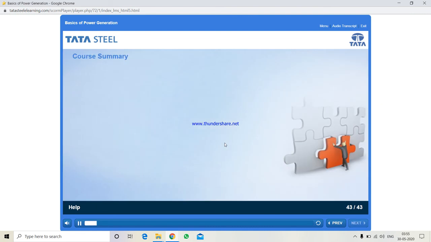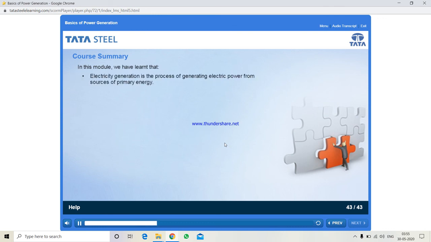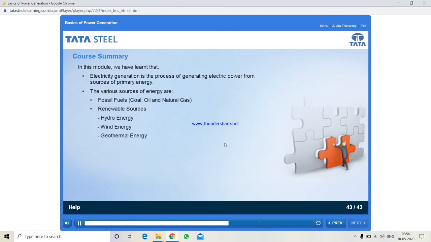We have come to the end of the first module of electrical power generation. Here is a quick recap of the key points discussed in this module. In this module, we have learned that electricity generation is the process of generating electric power from sources of primary energy. The various sources of energy are fossil fuels, coal, oil and natural gas, renewable sources, hydroenergy, wind energy, geothermal energy, solar energy, tidal energy, wave energy, biomass energy, nuclear energy.